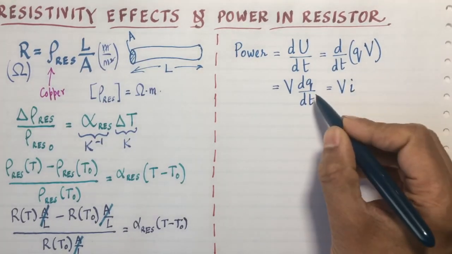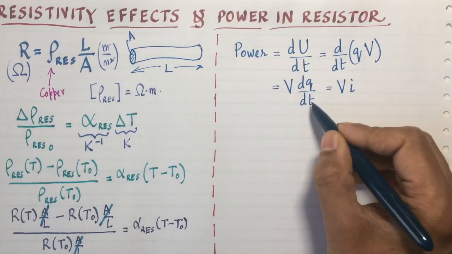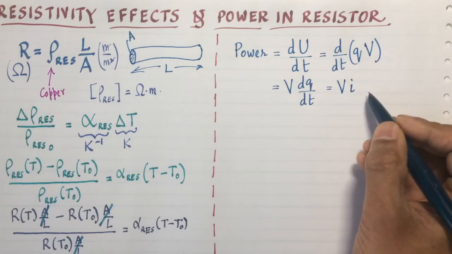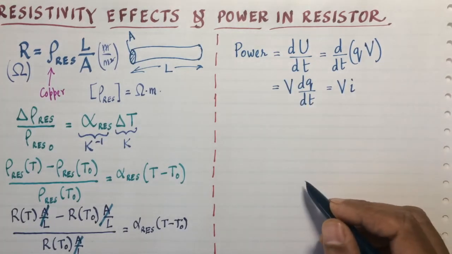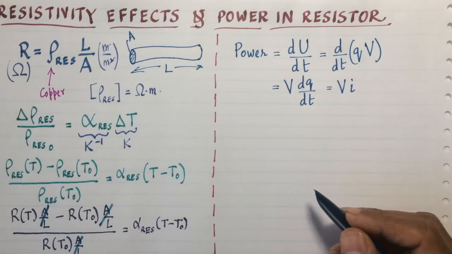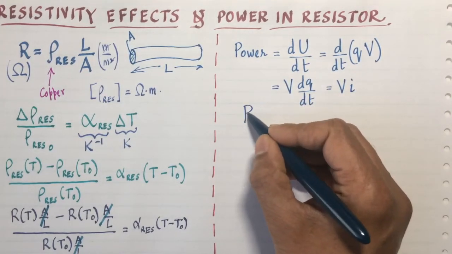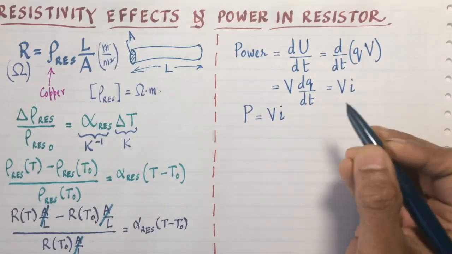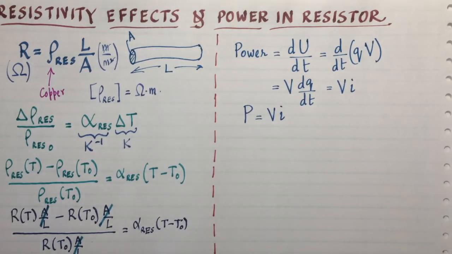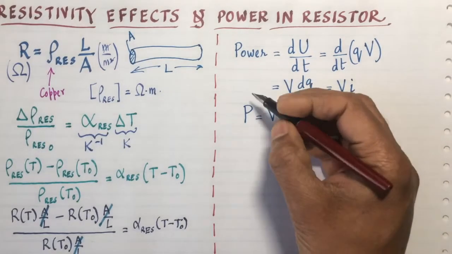Now it's my custom to put little i whenever the current changes with time. We don't know yet if the current changes with time or it's constant. In some applications it's constant, in some applications it's not. So I'll use the lowercase i if current is a function of time. Now this is the formula for power, P equals VI. It's very general, and it's true for almost any circuit applications, including alternating circuits.